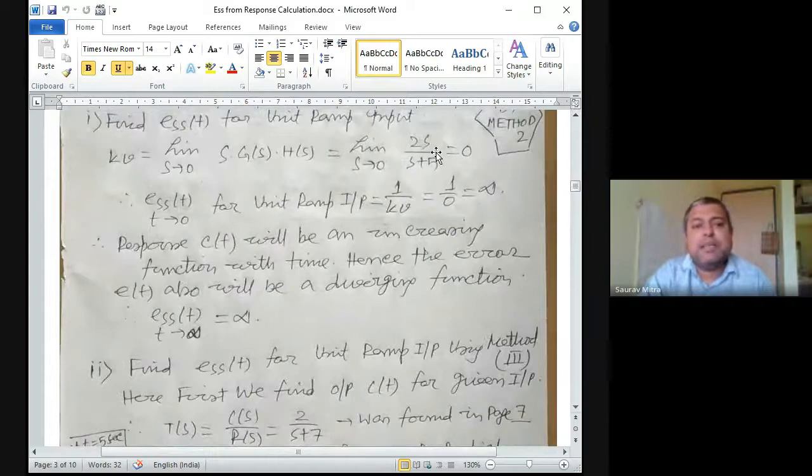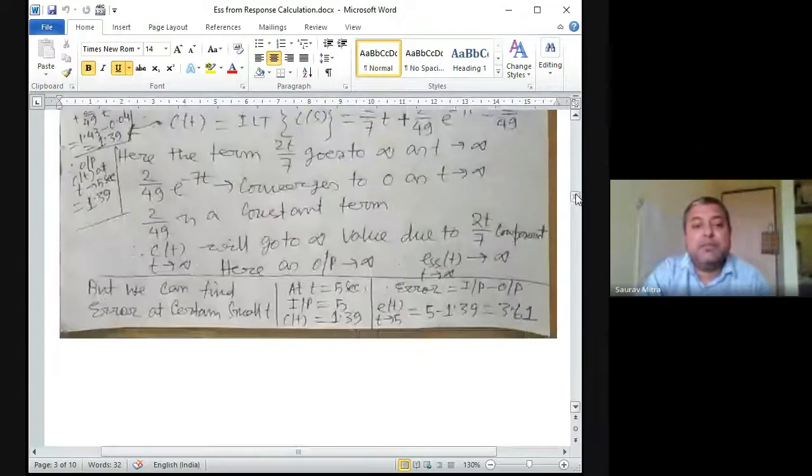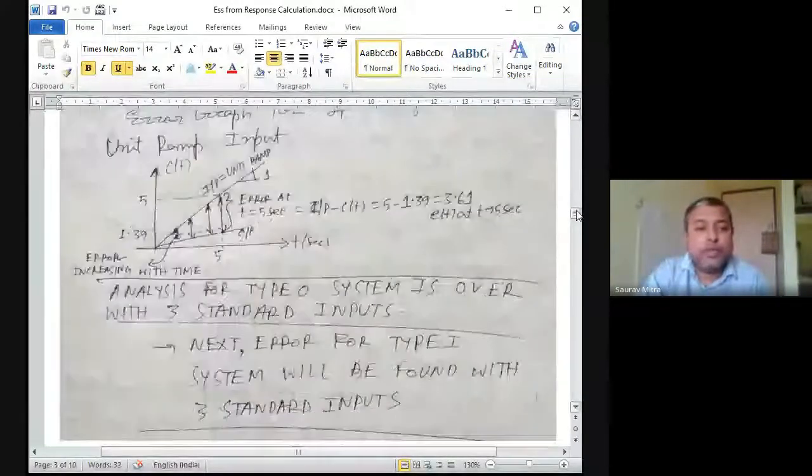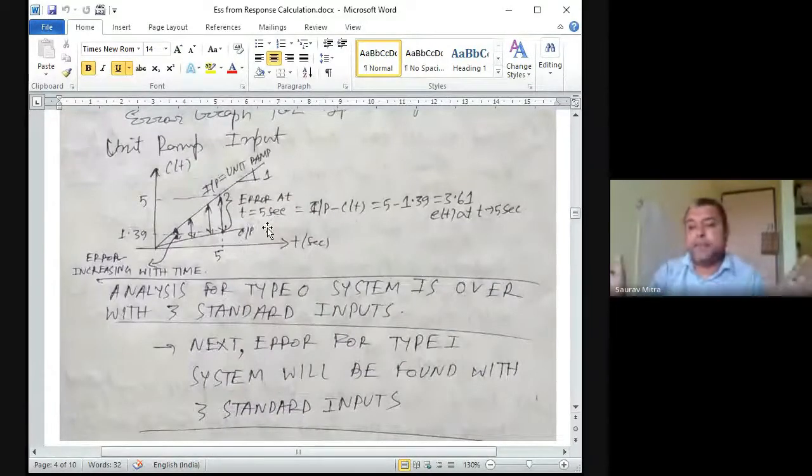That is, Kv is coming to be 0 and ess is coming to be 1 by Kv. That is 1 by 0, which is equal to infinity. So this infinity you are proving by the third method. In the third method, you have found what is the c(t), and the c(t) you are plotting, that is, the output you are plotting and the input you are plotting, and you are finding that this distance is ever increasing. That's why we are saying that as t tends to infinity, the distance between the input and output will be equal to infinity.